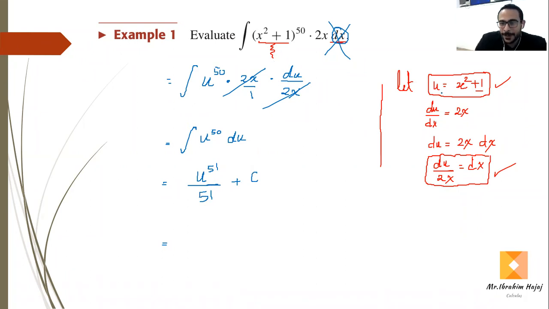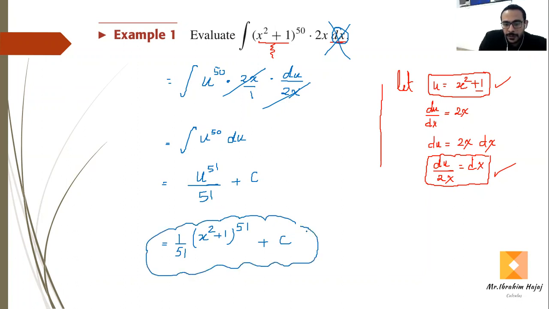We have to return back the x, replace the u by x squared plus 1. Remove the u again and put it as x squared plus 1 all to the power of 51. And here 1 over 51 can be written like this, plus the c. So this is your final answer. Final answer should be in terms of x.